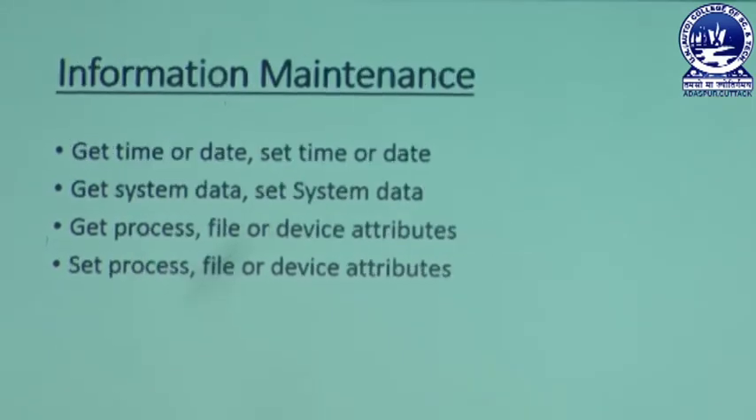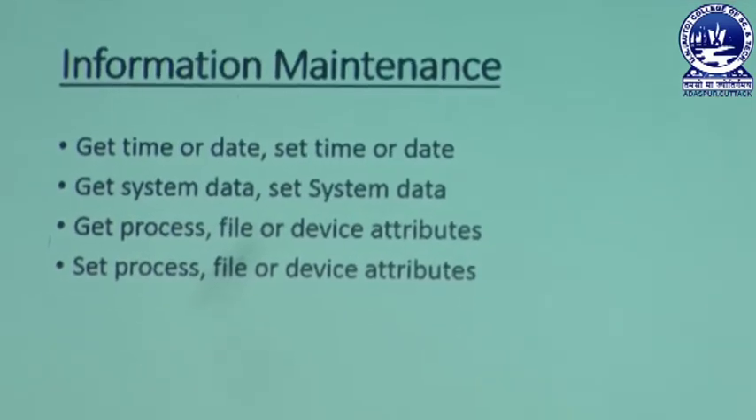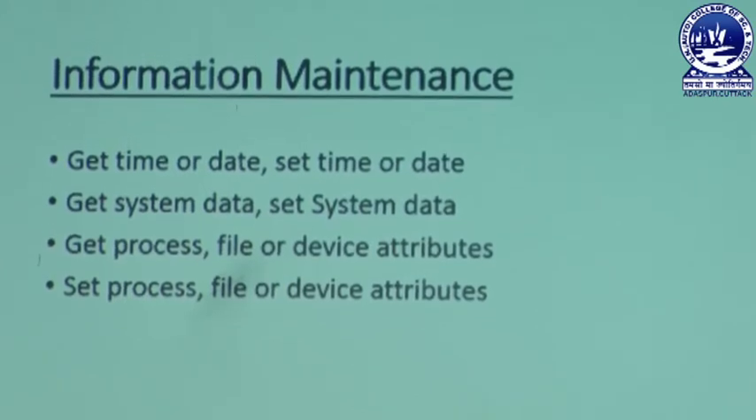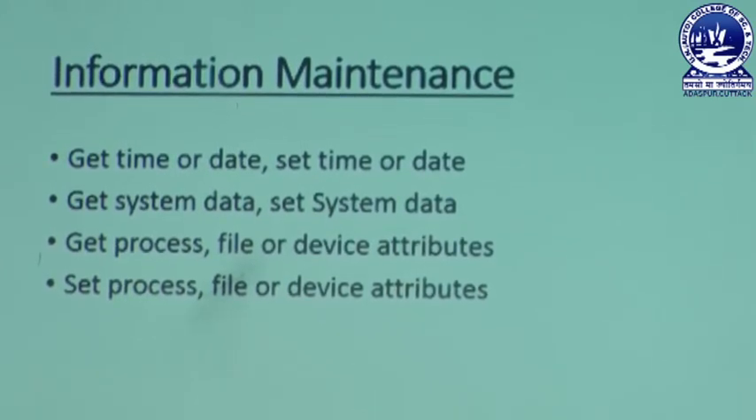The next category of system calls is information maintenance. So what is information maintenance? There are many system calls that are used for maintaining or manipulating the information about your system. There is a lot of information regarding your system that should be maintained. These are some system calls which are used to maintain that information.